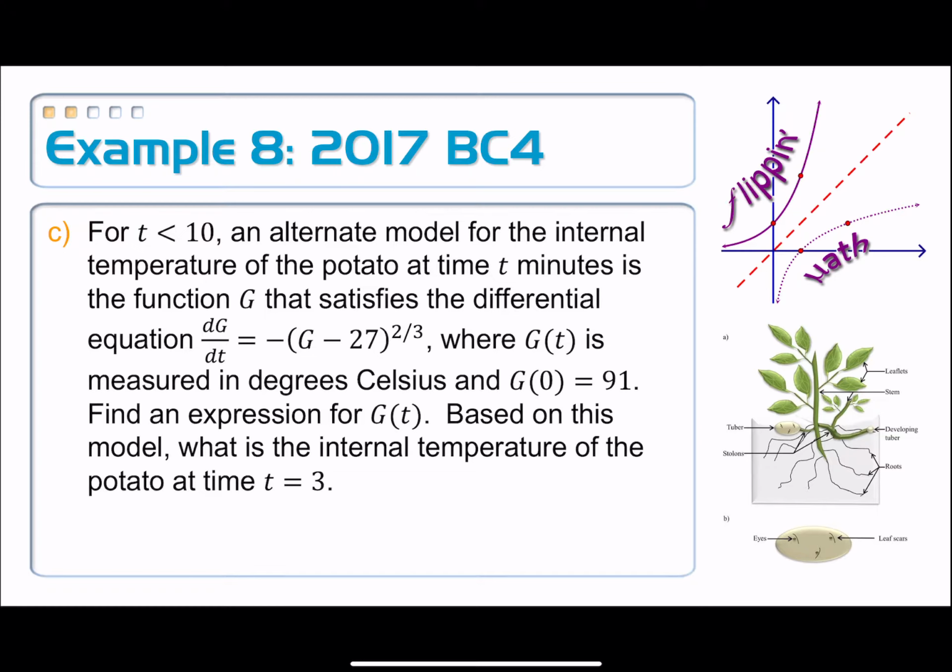Part C. For t less than 10, an alternate model for the internal temperature of the potato at time t minutes is the function g that satisfies the differential equation dg/dt is equal to negative (g minus 27) to the 2/3 power, where g of t is measured in degrees Celsius and g of 0 is equal to 91, just like it was before at the very beginning. Find an expression for g of t. Based on this model, what is the, altogether now, internal temperature of the potato at time t equals 3? All right, let's go ahead and tackle this problem, shall we?